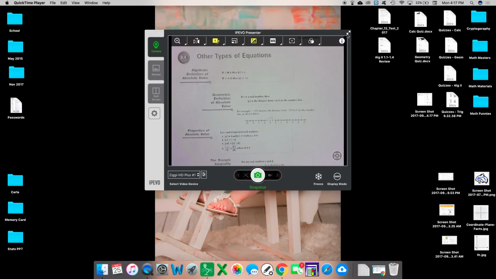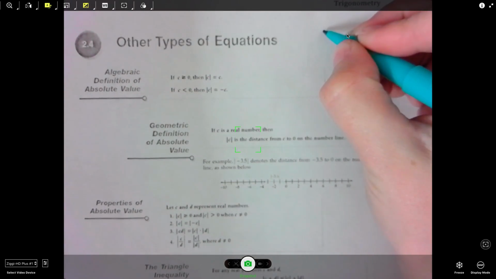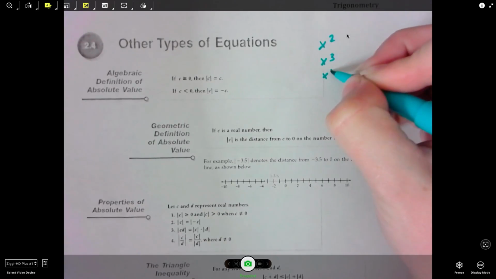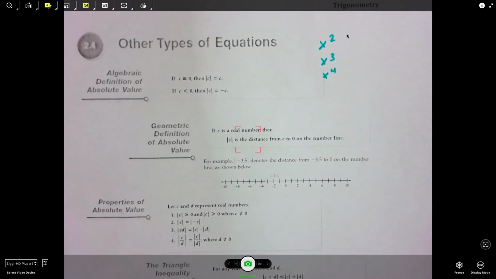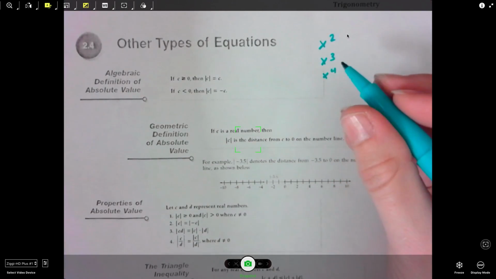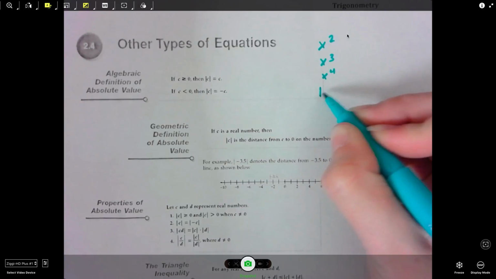All right, Trig, this is section 2.4, other types of equations. The equations that we've been doing so far were all polynomial equations, like of the form x squared or x cubed or x to the fourth power, and you were trying to solve for x. The main two types of equations that we're dealing with in this section are absolute value equations and the square root of x.